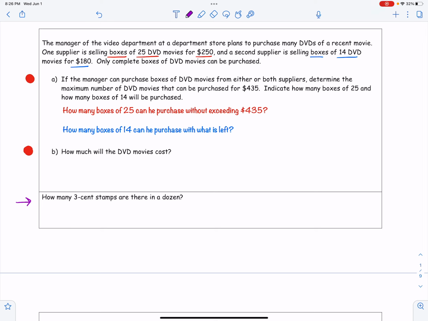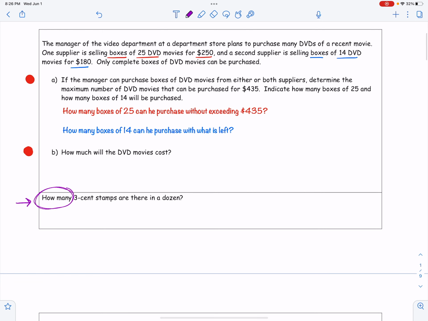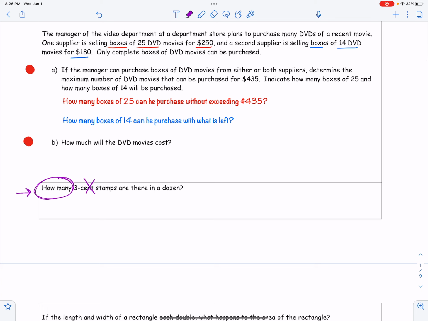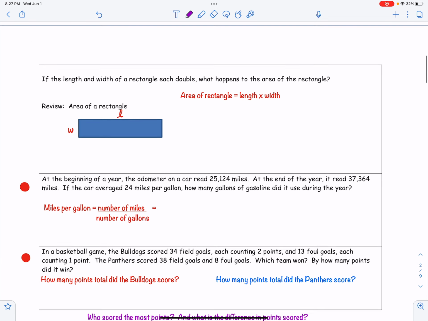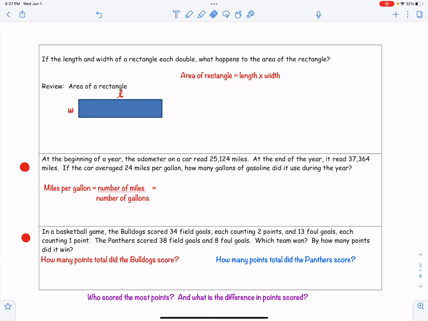But if you read it carefully, you see the question, it's not about money. So the cents are just not important. All that really matters here is how many. And so there are 12 in a dozen. Again, that's just a little reminder to be careful when you read. Sometimes there's information that's not important, and so it's a good idea to go ahead and disregard that in the beginning.